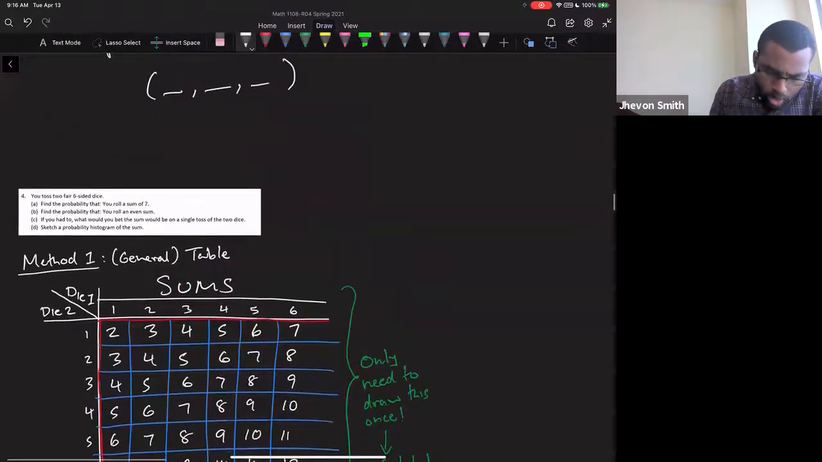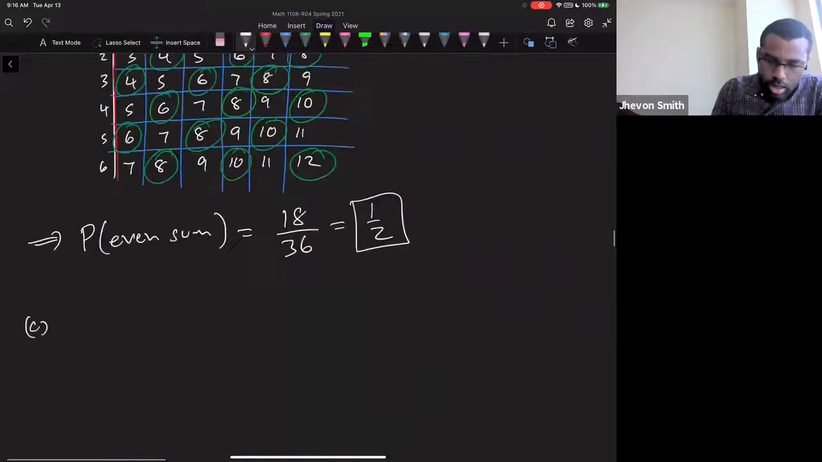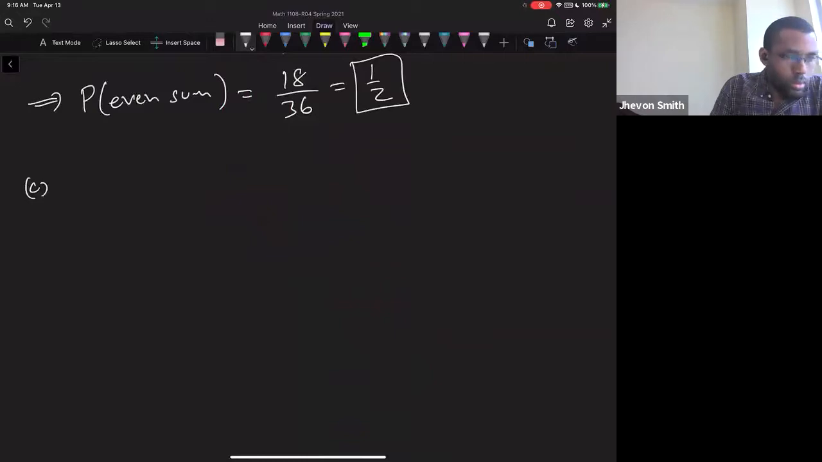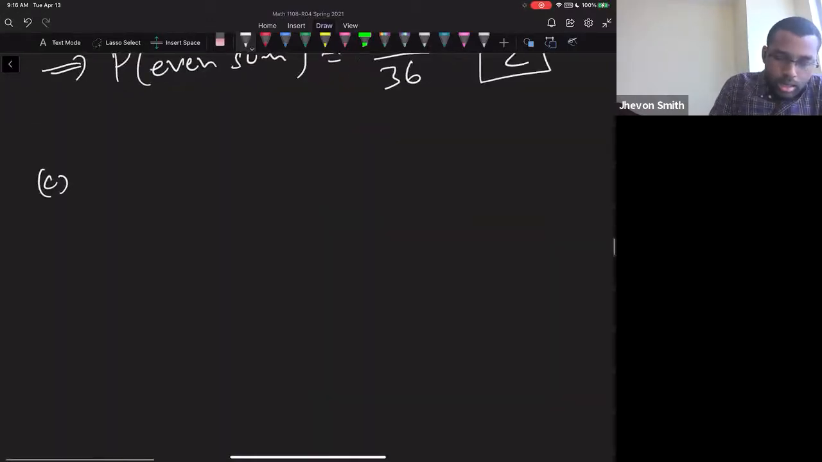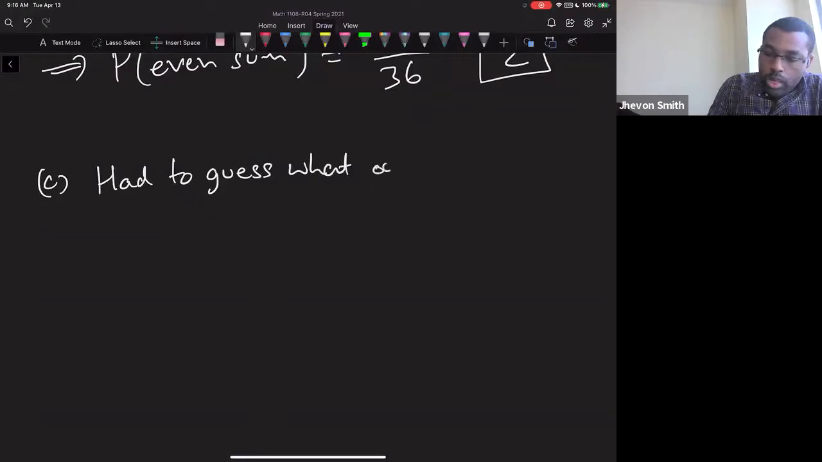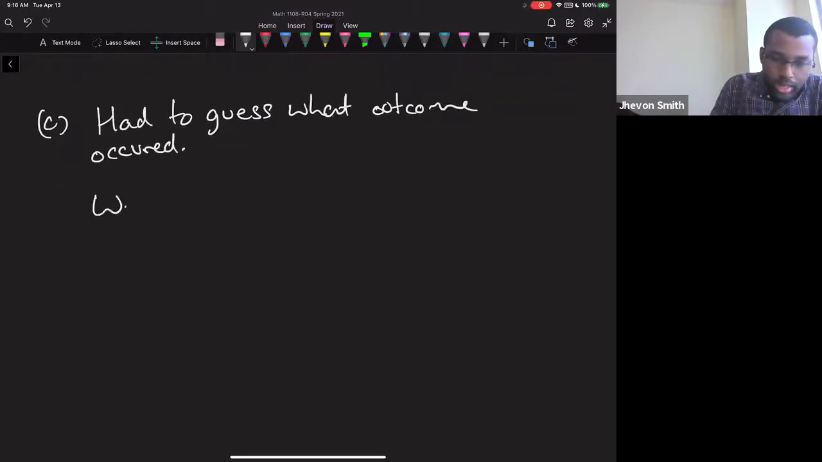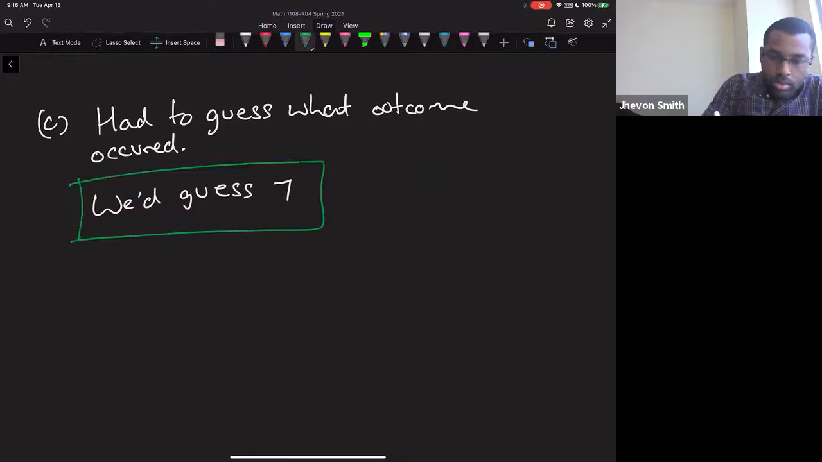C says, if you had to, what would you bet the sum on a single toss of 2 dice? If I had to guess, what outcome occurred? The answer is we'd guess 7. Anyone know a game where you roll 2 dice and it's a good thing to get a 7?